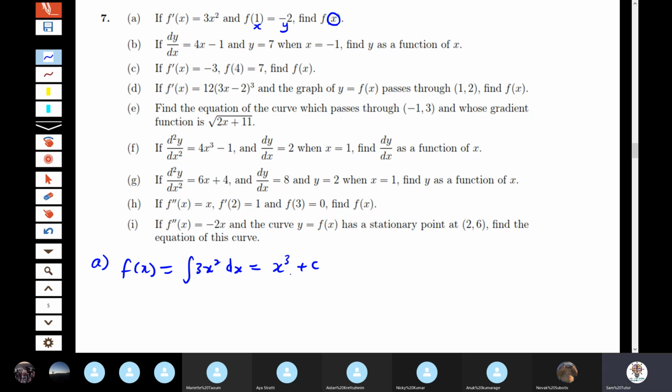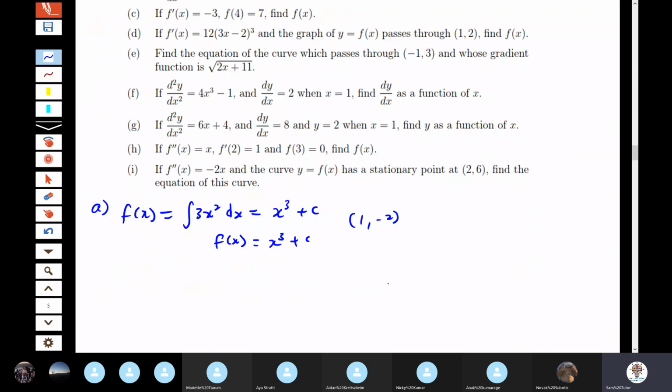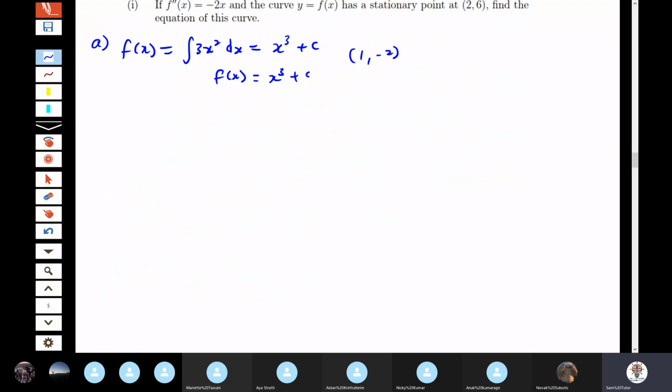Okay. So, you know x is 1, y is -2. So come down here. You now know f of x is equal to x cubed plus c. X is 1, y is -2. What are you going to do? So would it be -2 equals bracket 1 to the power 3 plus c? Yep, correct. And then take away 1, so -3 equals c.